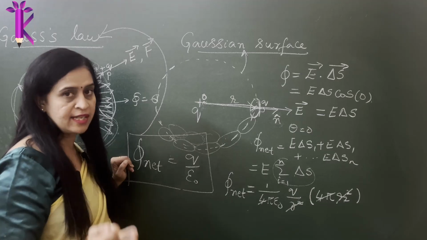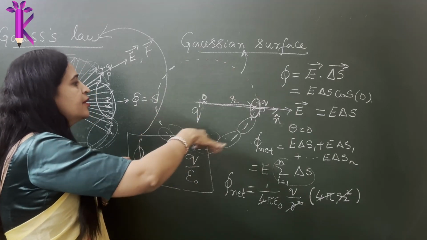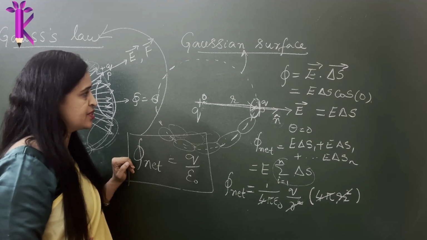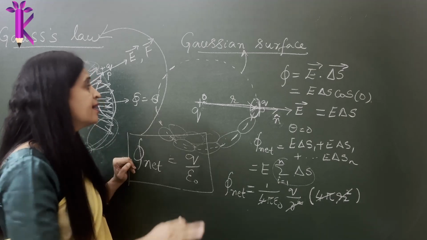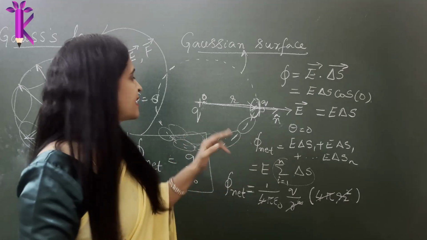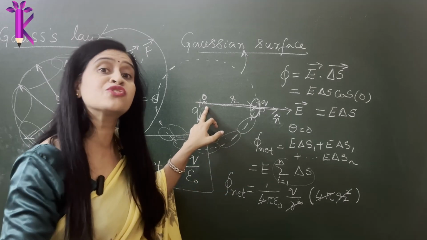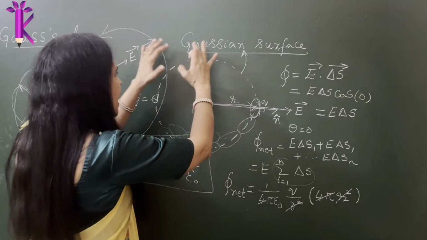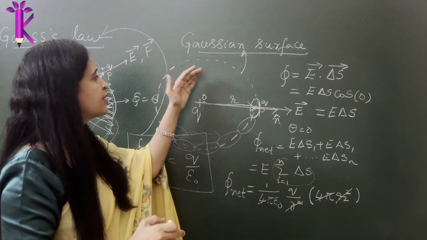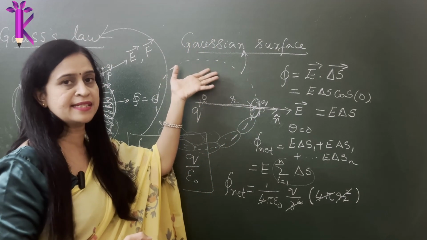A Gaussian surface always has symmetry. Generally we assume it to be symmetrical, which makes our calculations easy. It's imaginary, it's not real. The charge is not enclosed because the charge never resides inside a conductor, but here we are assuming it to be inside. This is an imaginary sphere coming out of the board, part of it outside of the board, part of it inside of the board.